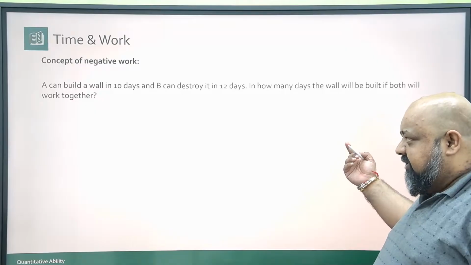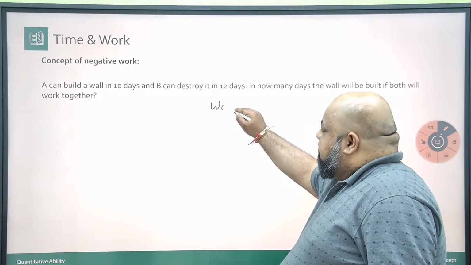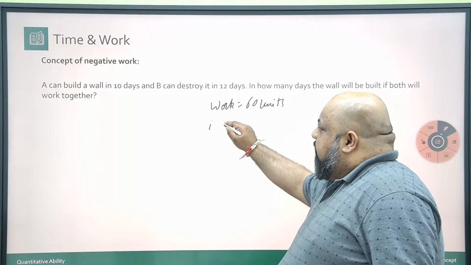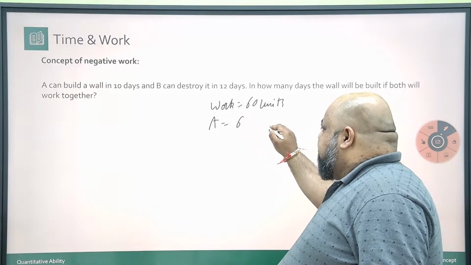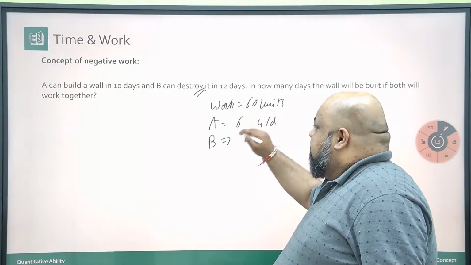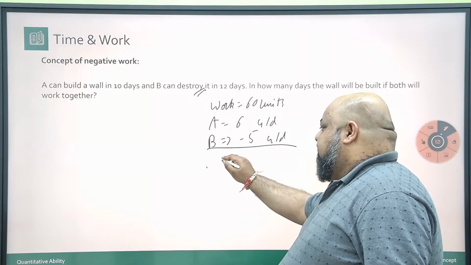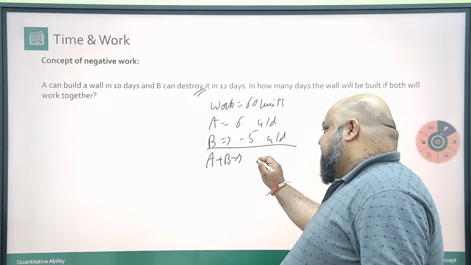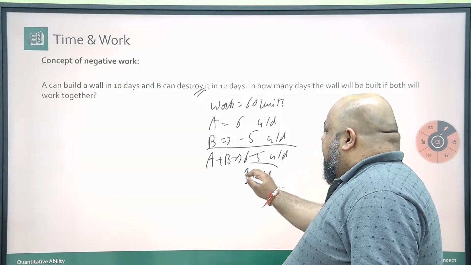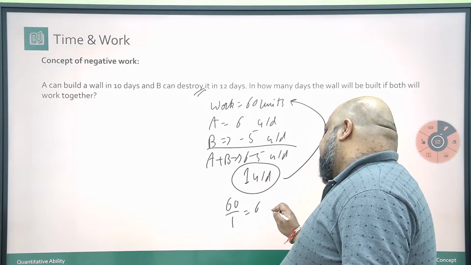So again, same logic. Let the work be of 60 units. 10 और 12 का LCM. A जो है 60 units in 10 days, 6 units per day करेगा. B destroys 5 units, तो minus 5 units per day करेगा. So if A and B work together, they will do 6 minus 5, that is 1 unit per day net. At this rate, 60 units will get finished in 60 days.